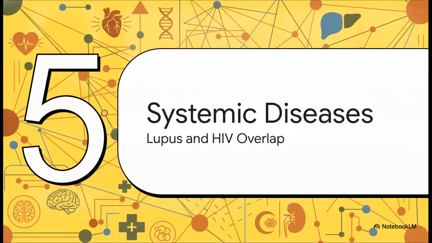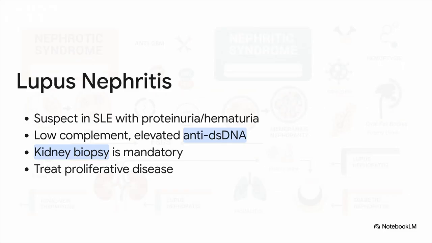Section 5. Systemic glomerular diseases, lupus, and HIV overlap. Suspect lupus nephritis in an SLE patient presenting with proteinuria, hematuria, hypertension, active urine sediment, rising creatinine, low complement, and elevated anti-dsDNA. A kidney biopsy is mandatory here to classify the disease and guide treatment. Proliferative disease requires immunosuppressants like glucocorticoids plus mycophenolate or cyclophosphamide.